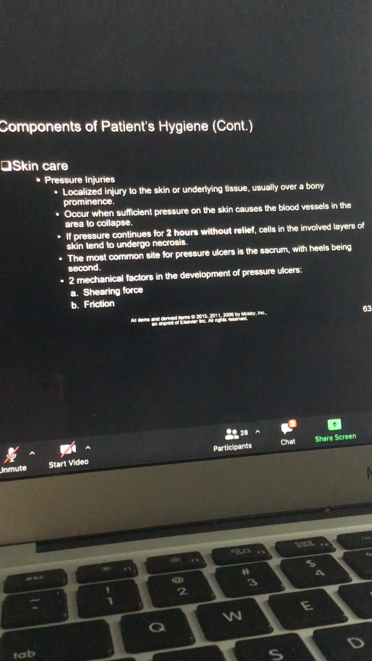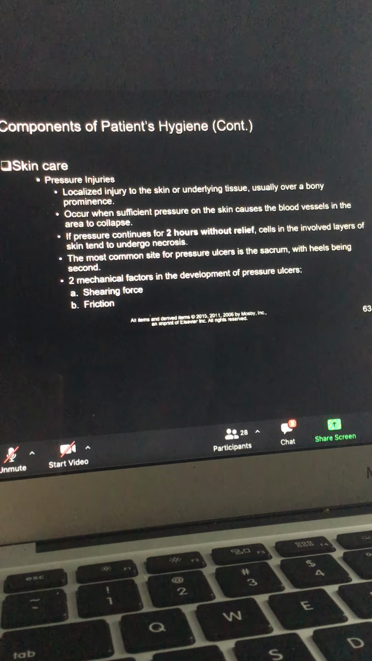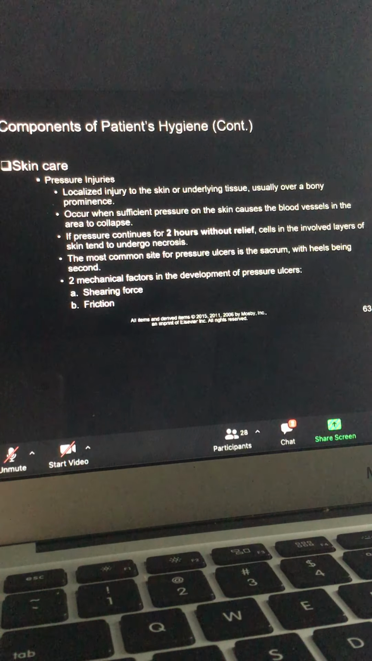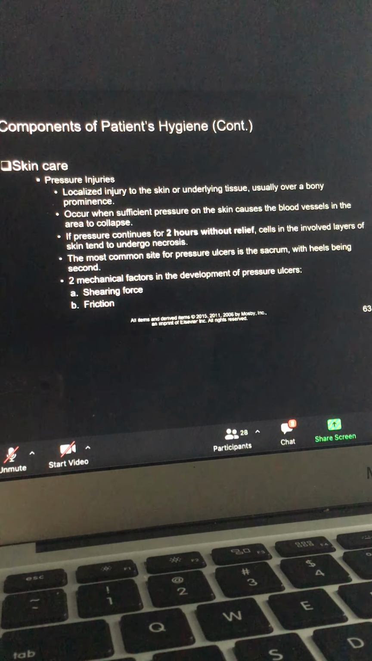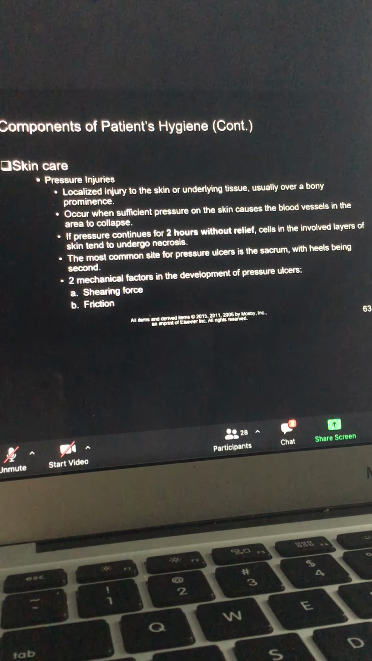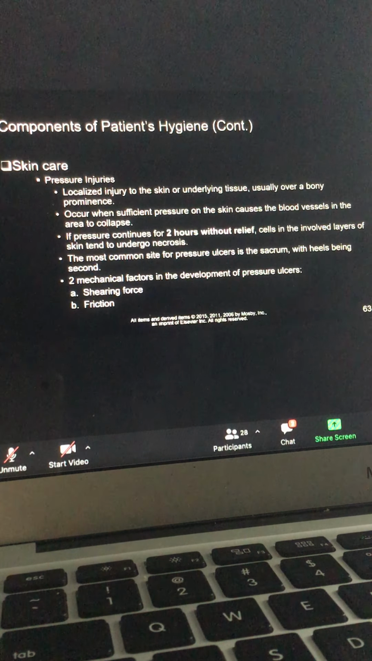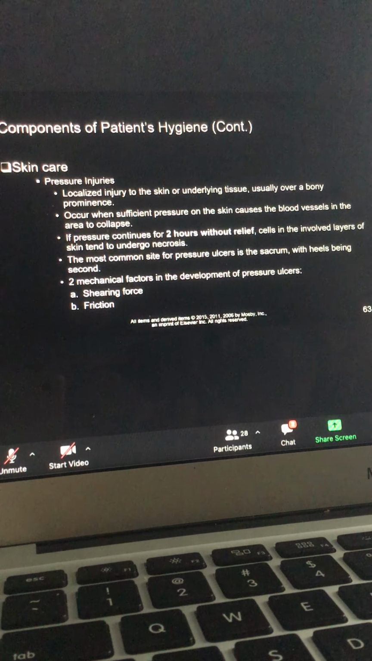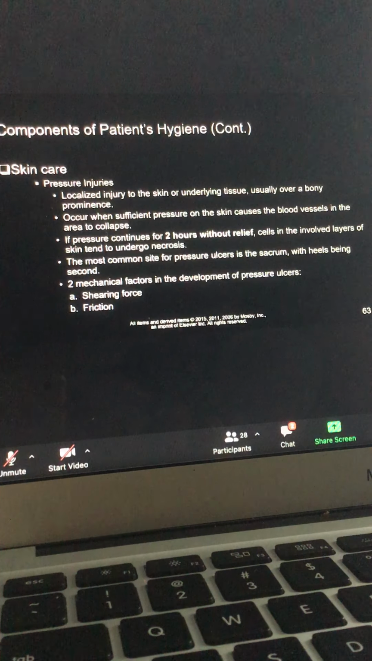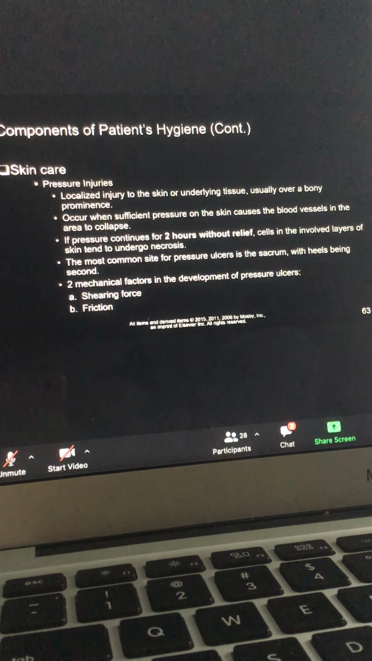So relieving pressure on those pressure points, the bony prominences, within that 2 hour time frame can greatly minimize the occurrence of pressure-related injury. The most common site, again, we said was the sacrum, and you are right on it. Heels being the second. Then there are two mechanical factors causing this pressure-related injury. It's the shear force, and when you drag someone, that can also cause a problem in the skin integrity of the patient. So friction and shear force.